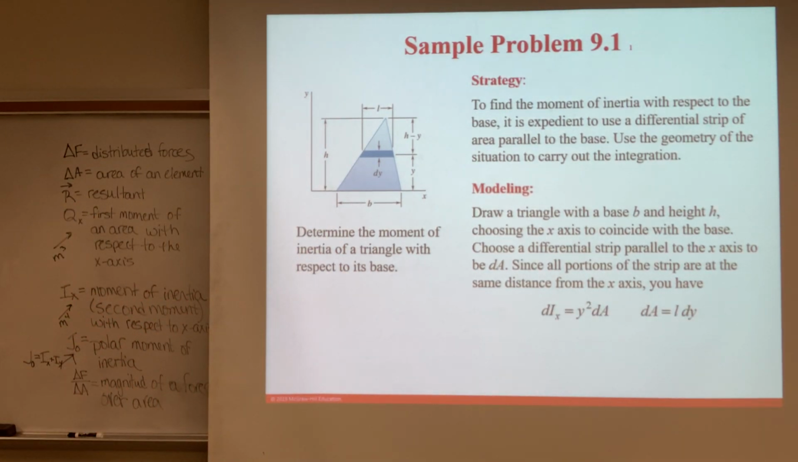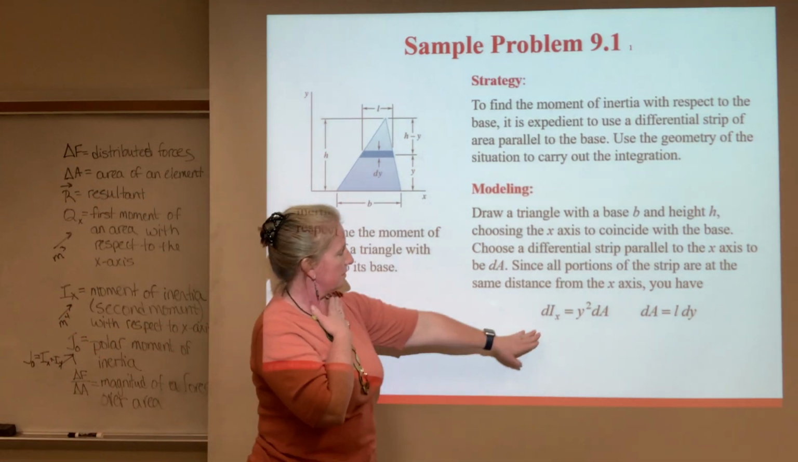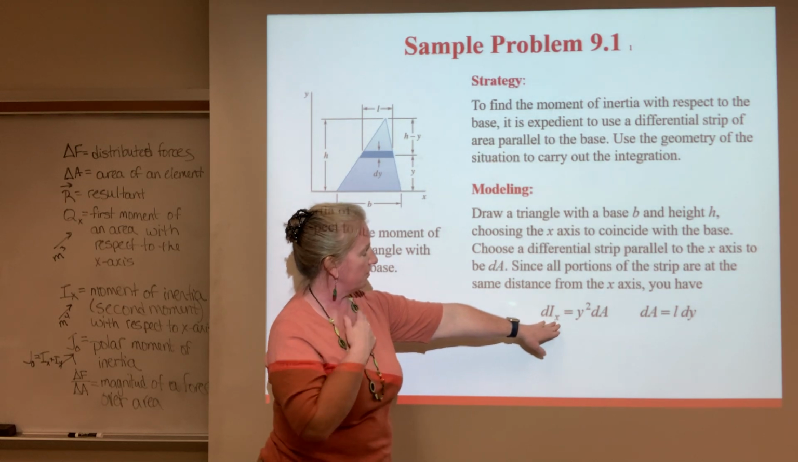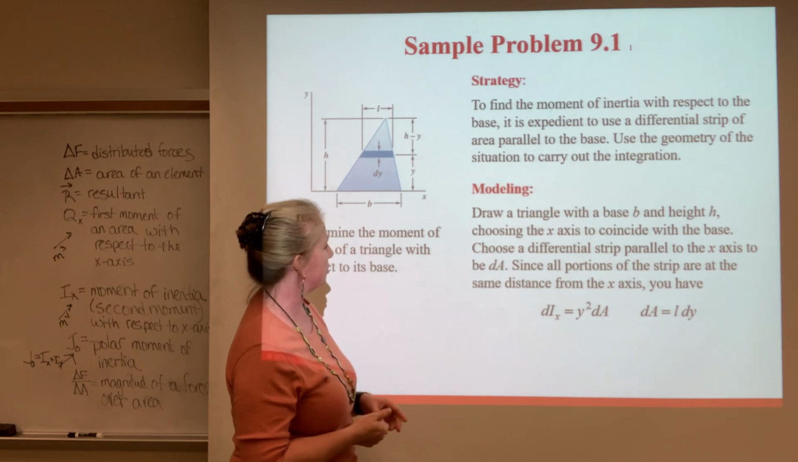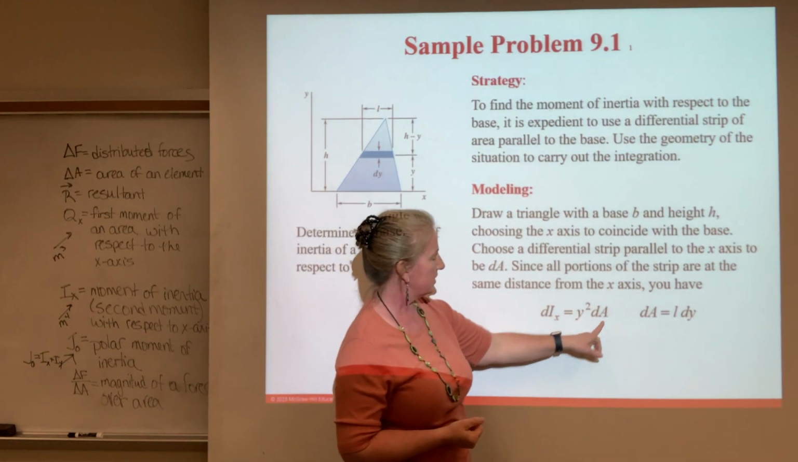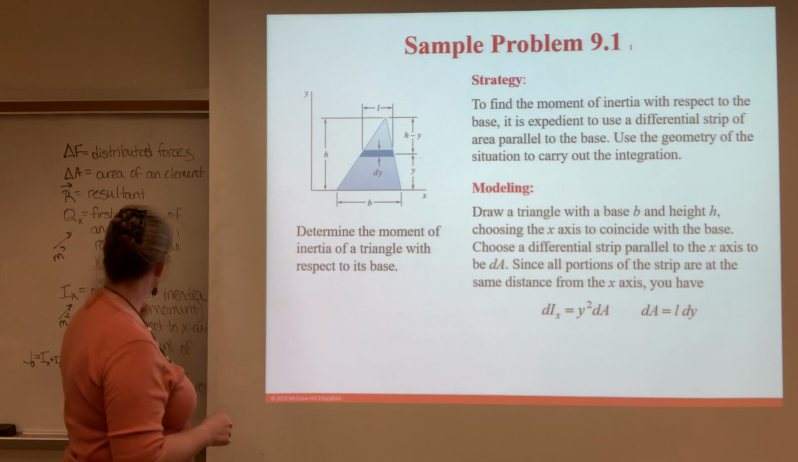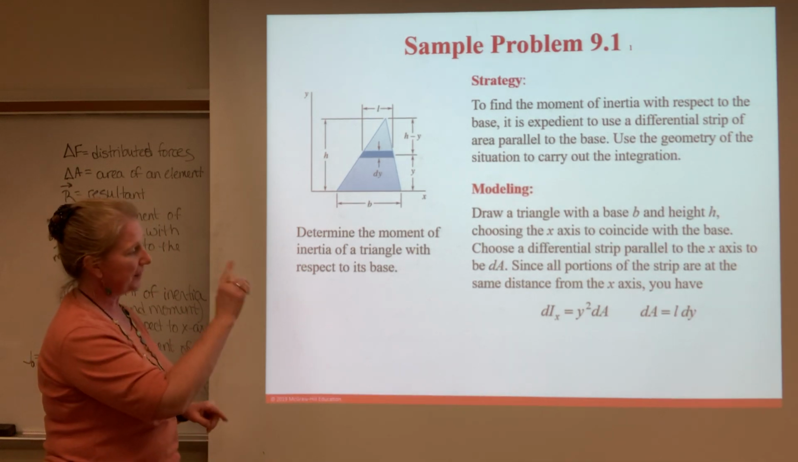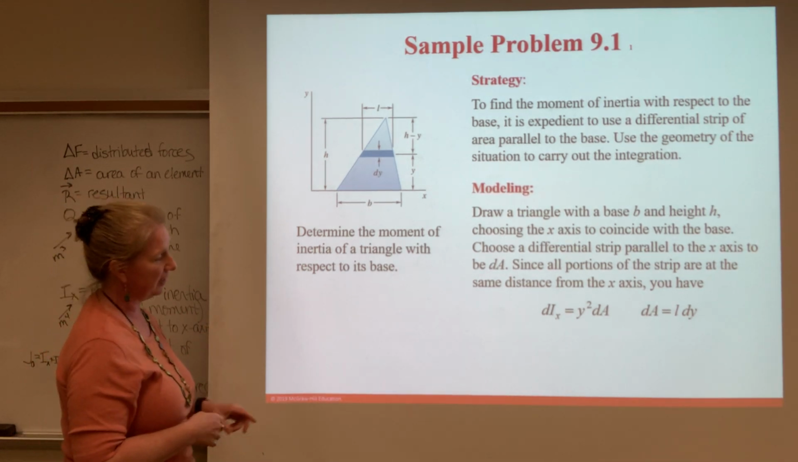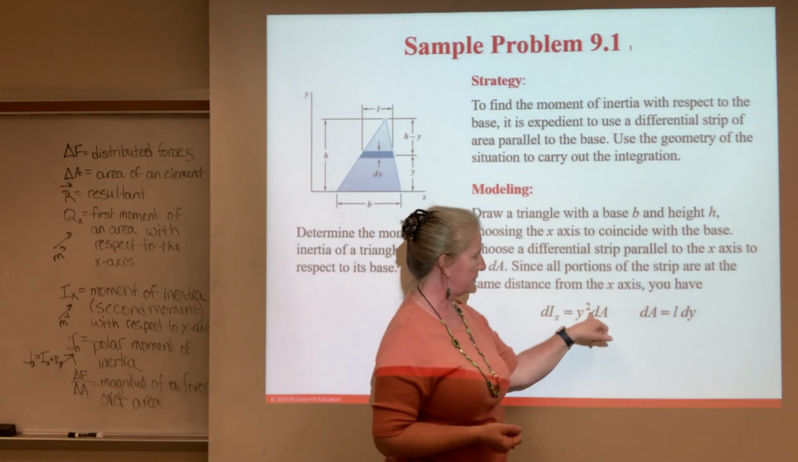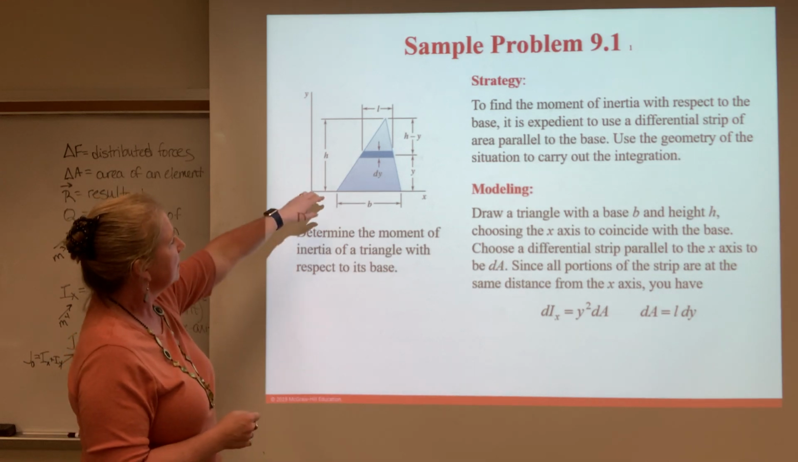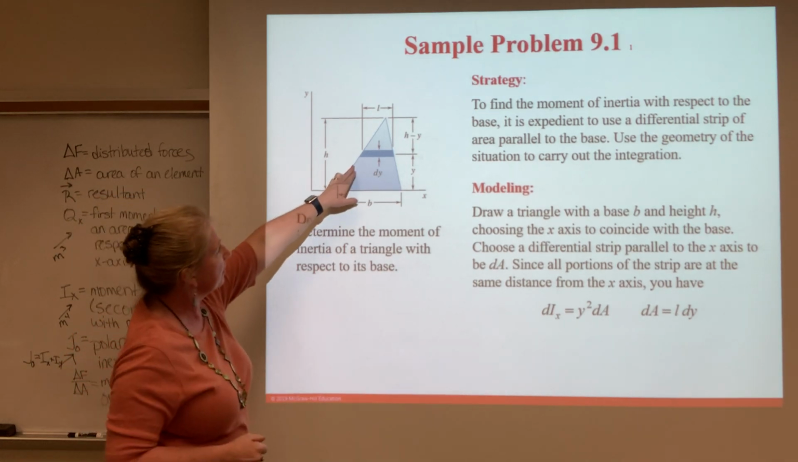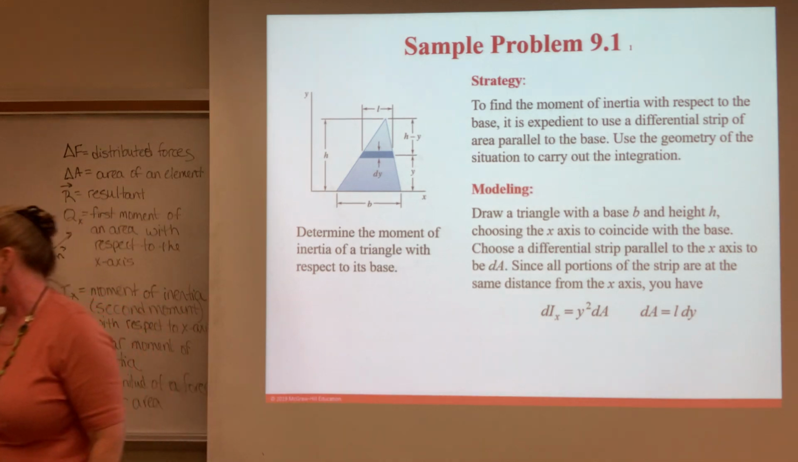Again, we're doing similar triangles. My derivative of the moment of inertia with respect to the x-axis is equal to y squared times dA. That comes from one of those formulas, the one with the integration symbol on the other side. If we integrated both sides, we'd get back to the formula I showed a minute ago. And we have to find the area of this strip. So let's do that.